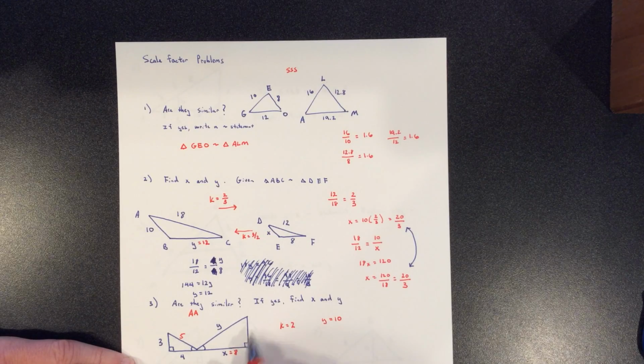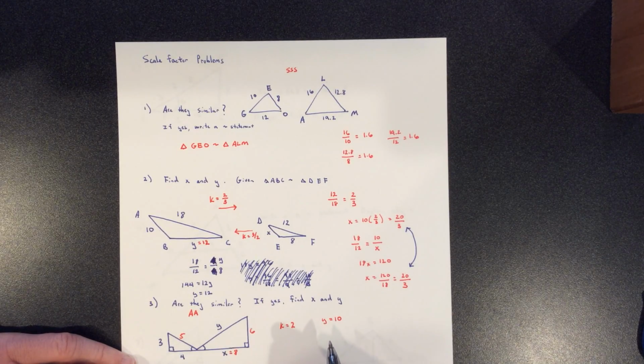And if you think about it, what does this height have to be? Well, if this is 3, this has to be 6. And what is this 6, 8? 10. Boom. Another way to show that it had to be 10.